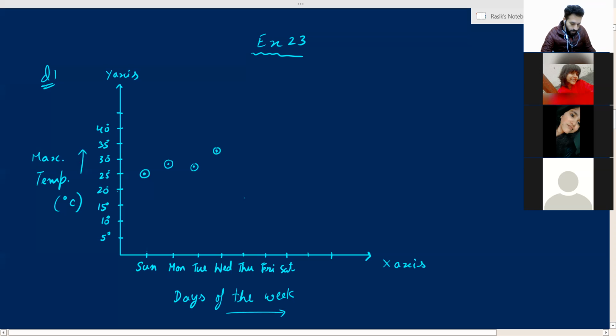And on Thursday, the temperature was 29. So 29 will be just below 30, 2 lines below 30. Then on Friday, the temperature was 34, so just below 35. And then Saturday, the temperature was 31 degrees. So this is just above 30 here.